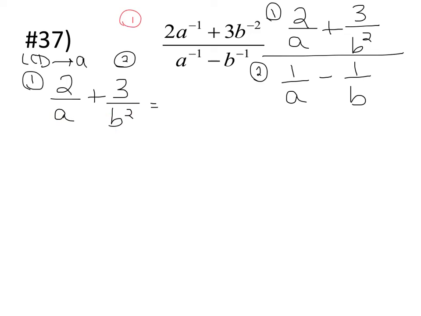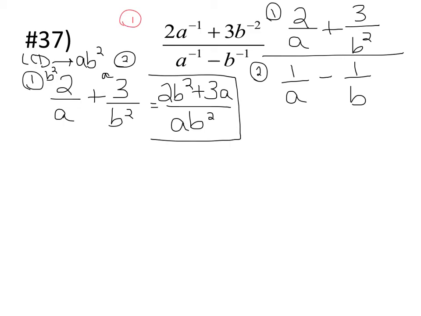I need a B squared. So my LCD is A, B squared. What is this denominator missing that this one has? An A. So you have 2b squared plus 3a. Because remember, you multiply these together, and those are the ones I don't mind you doing in your head. So that's my new numerator.